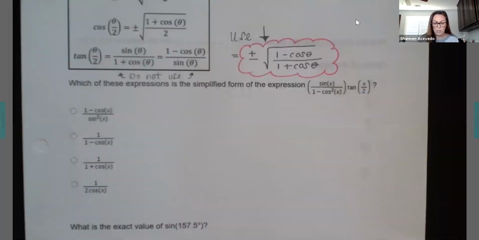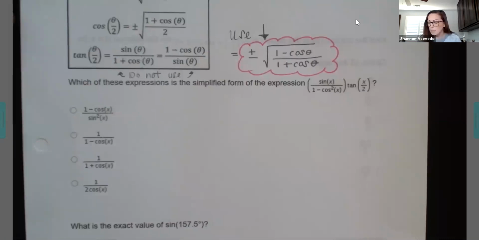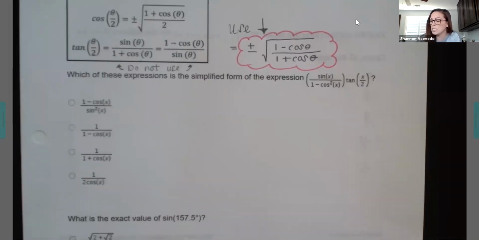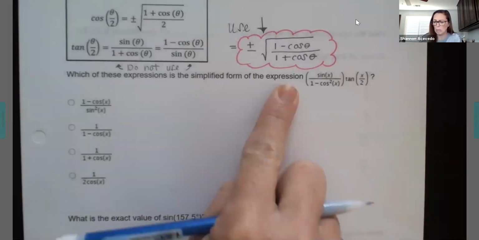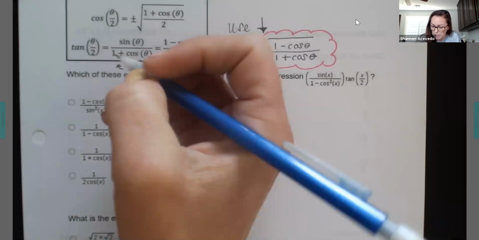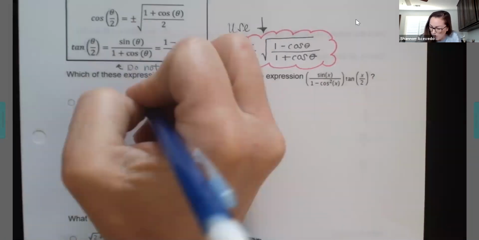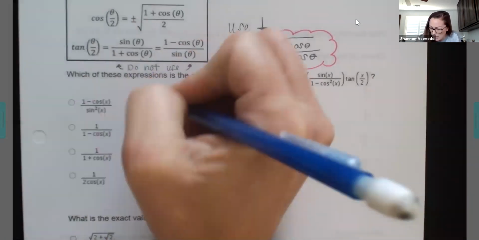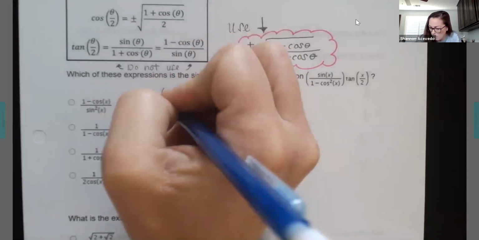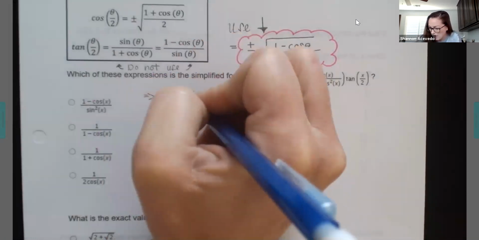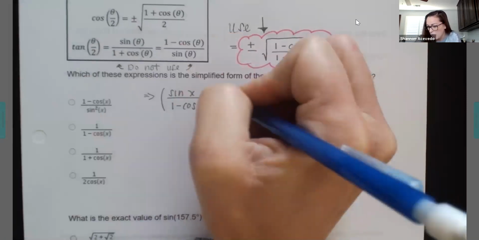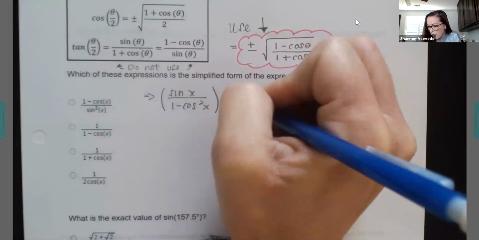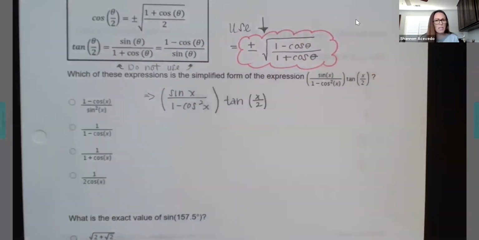Okay, first one. So how does this work? It says, which of these expressions is a simplified form of all of this yuckiness? All right, so let's take this piece by piece. I'm going to rewrite it: I have sine of x all over 1 minus cosine squared of x, times tangent of x over 2. I just copied it so I'd have more space. It's kind of centered in my paper.